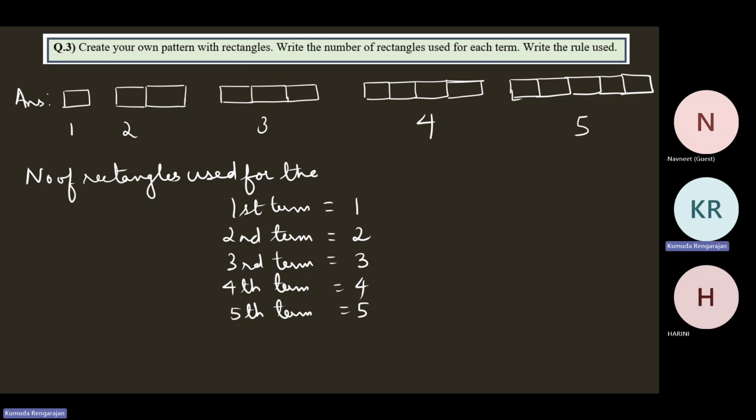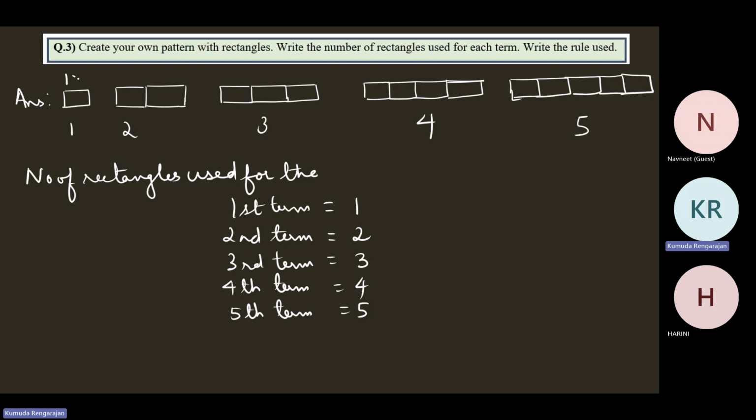So what is the rule used? How many rectangles? First term, one rectangle. Second term, two rectangles. So what is the rule? Ma'am, 1 into n, ma'am. Correct. The rule is simply n. Yeah, 1 into n or simply n.